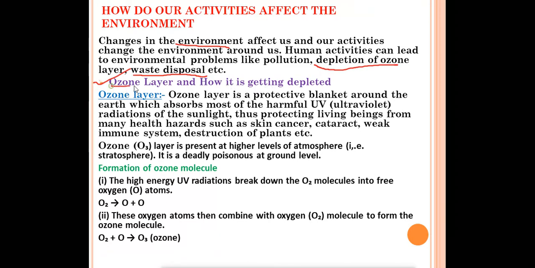So first of all, what is the ozone layer? This is a very important topic. As you know, the ozone layer is a very protective blanket around the earth which absorbs most of the harmful UV radiations of the sunlight.